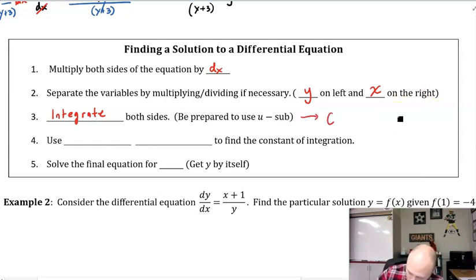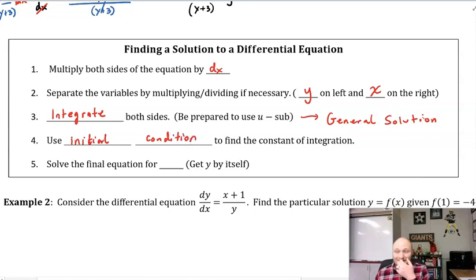Once we integrate, we'll get what is called the general solution. Sometimes, though, most of the time, they ask for a particular solution. Well, you're going to have to use an initial condition that is given. And using this, we'll find the constant of integration. If this doesn't make sense, in a second, it will.